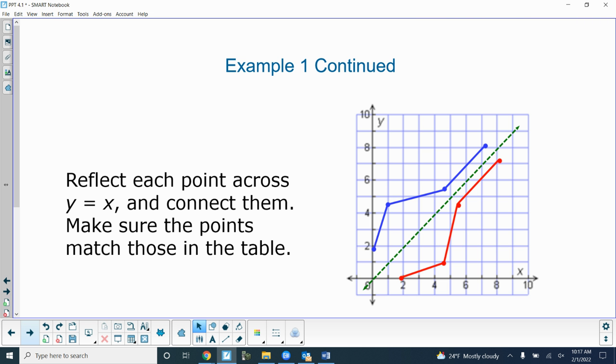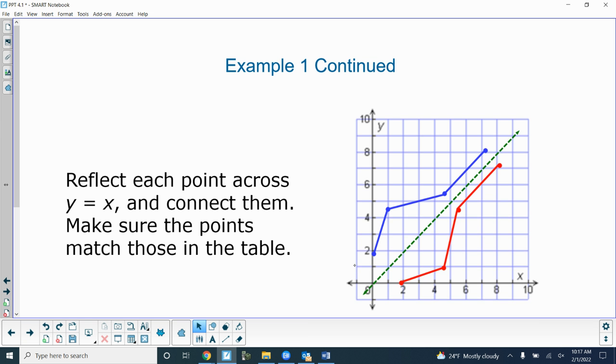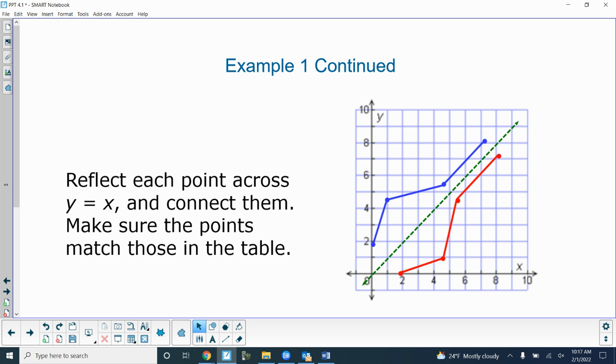Okay, so the blue one was the first one. The (0, 2), the (1, 5). Well, it's kind of off there. (1, 5), it should be. Anyway, the dashed line there, that green one, is that y equals x line. If you look at the blue one was the first relation, and the red one was when you switched them. You can see that if I folded on that green dashed line, they would line up with each other, right? They're reflections of each other.